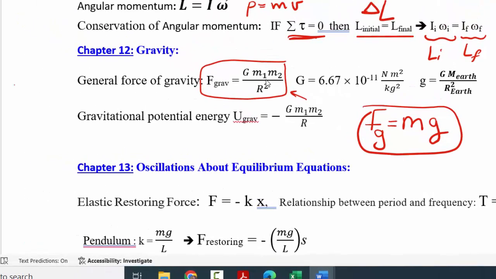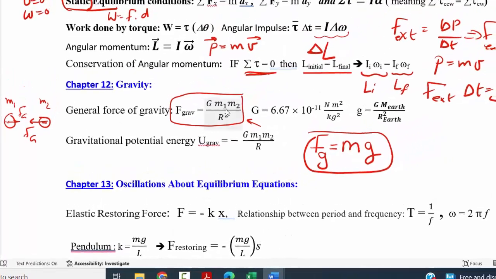Like if you have any two objects, m1 and m2, they are attracted to each other by a force of gravity, which is a force of action and reaction, equal in magnitude, opposite in direction. And this force of gravity, this attraction between m1 and m2, is equal to a constant G times the mass of the first object times the mass of the second object divided by the distance squared between the centers of those two objects. So r here does not represent radius, it represents the distance between the centers of the two objects m1 and m2.